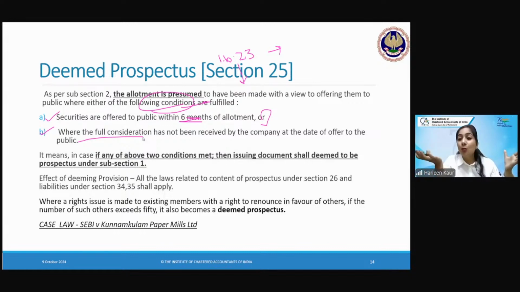So it is assumed. Section 25 says there are 2 presumptions which you have to follow in order to make sure the document has been made with a view to offer to the public. This has to be seen, that these 2 things were there. Then only this document shall be deemed to be the prospectus document.